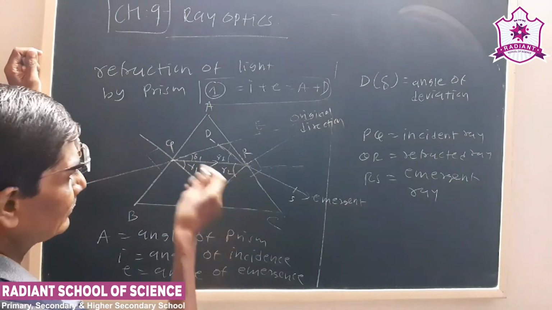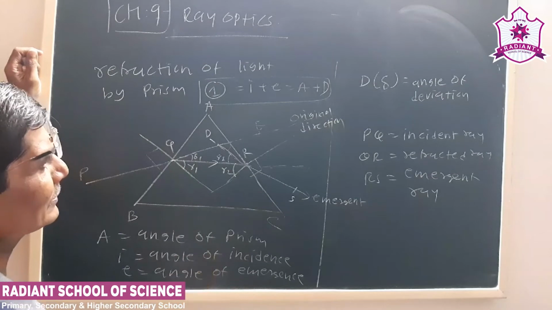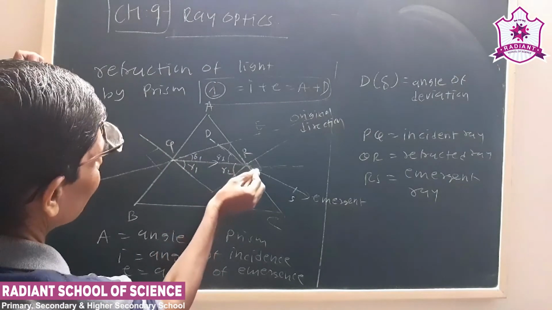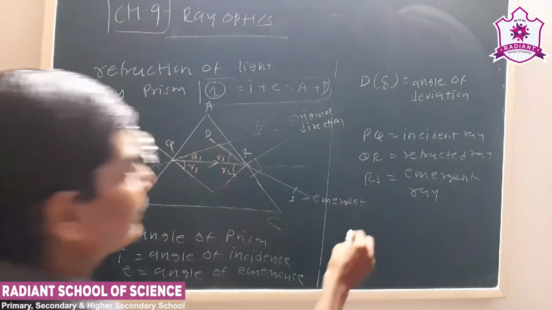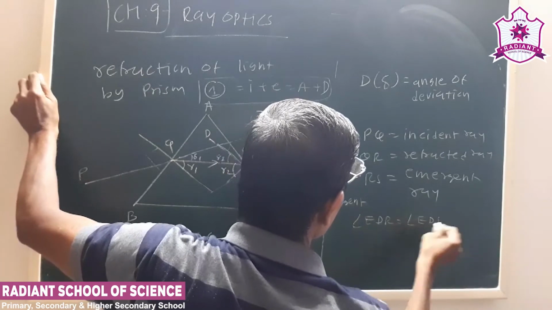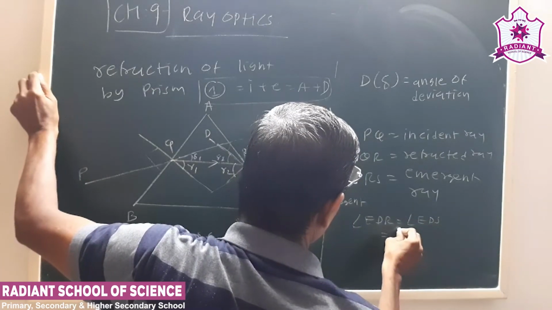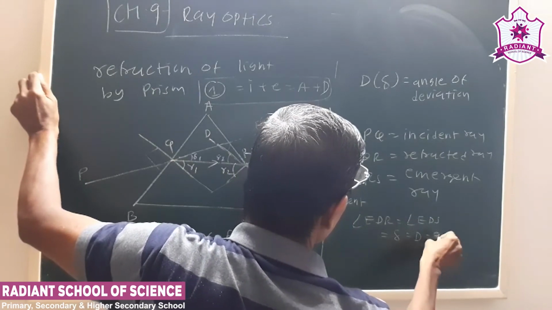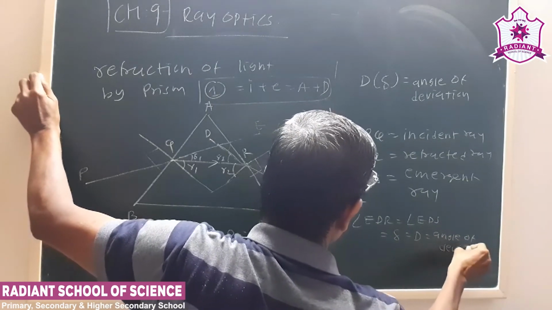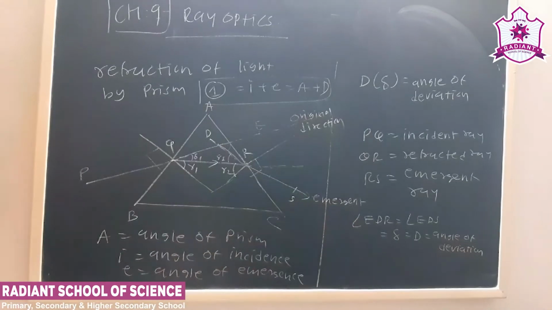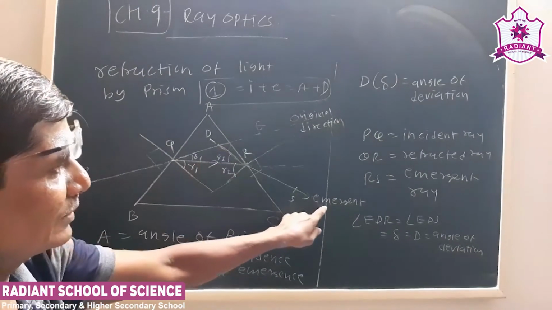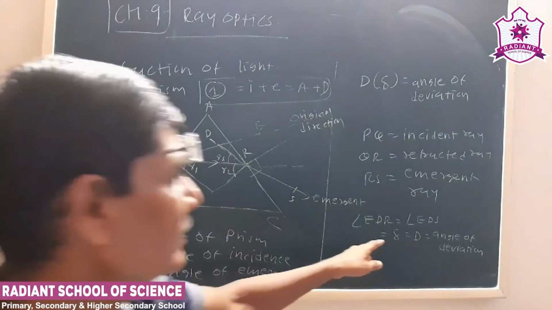This angle EDR, we consider this as a straight line. Then angle EDS is delta, or we can say D is the angle of deviation. See, what is the angle of deviation? The angle between the original direction of the incident ray and the emergent ray is called the angle of deviation.